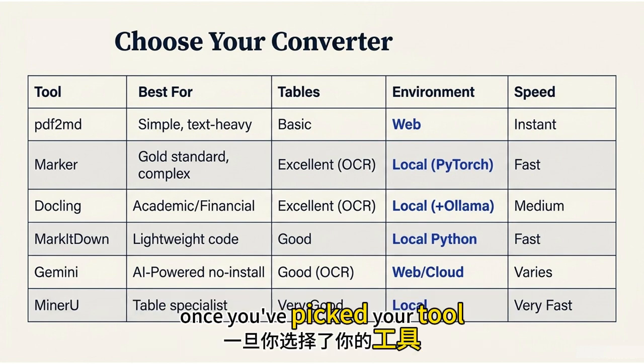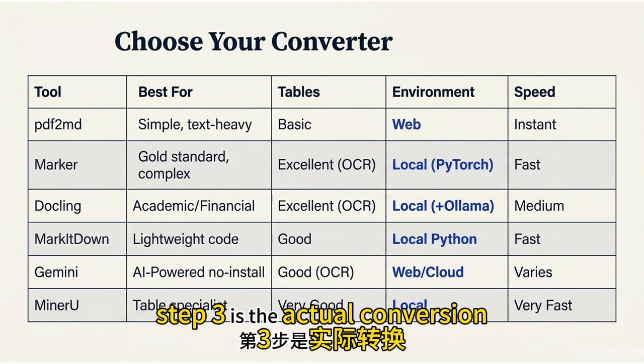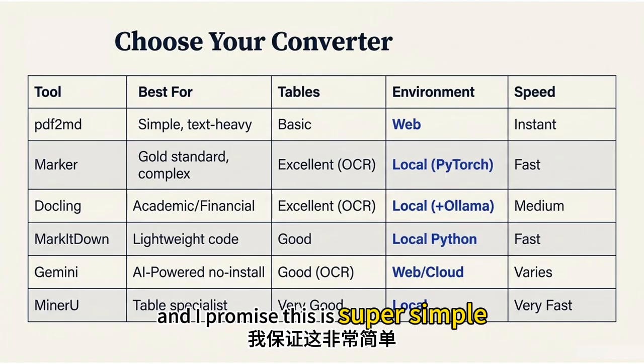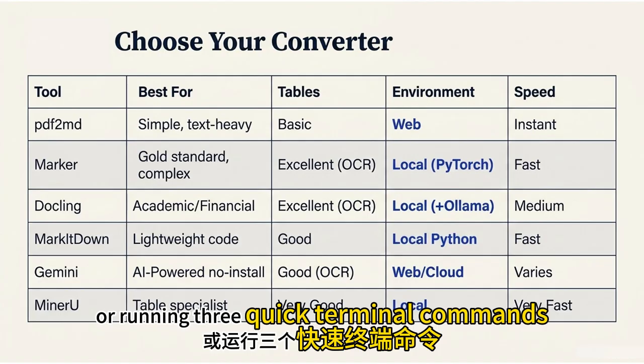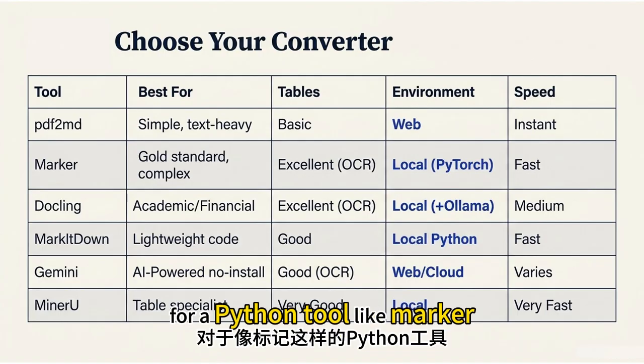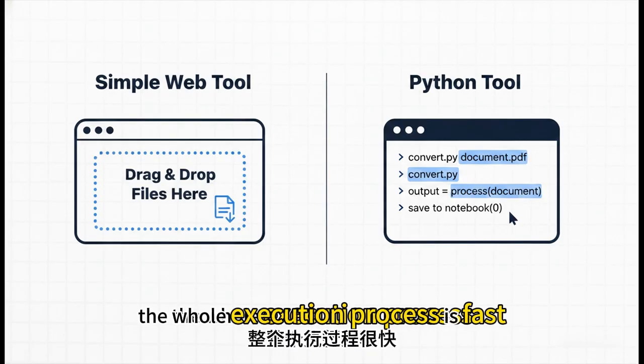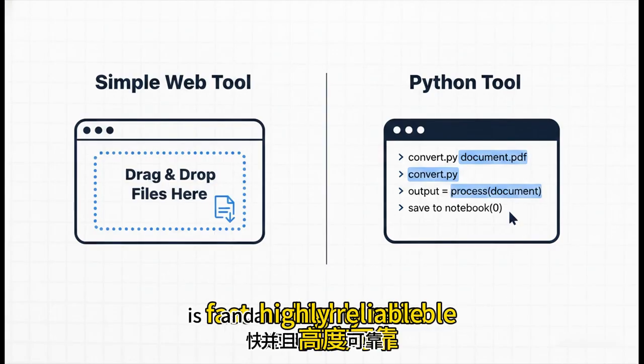Once you've picked your tool, step 3 is the actual conversion. And I promise this is super simple. Whether you're using a 30-second drag-and-drop web tool or running 3 quick terminal commands for a Python tool like Marker, the whole execution process is fast and highly reliable.